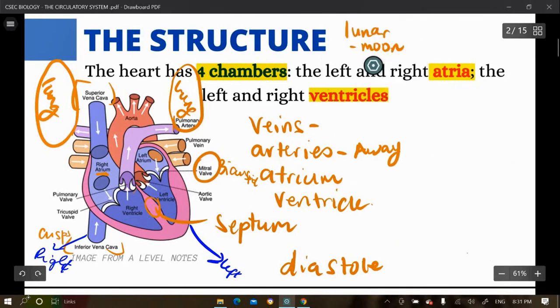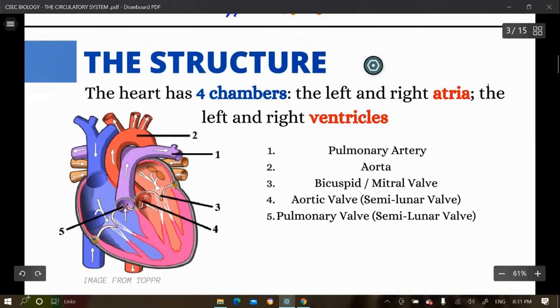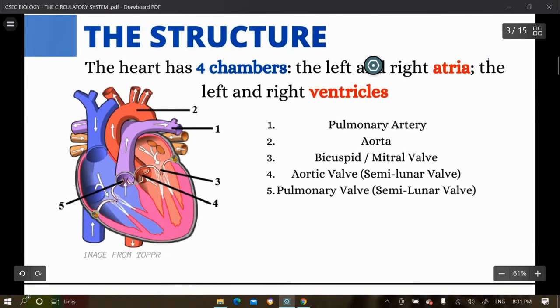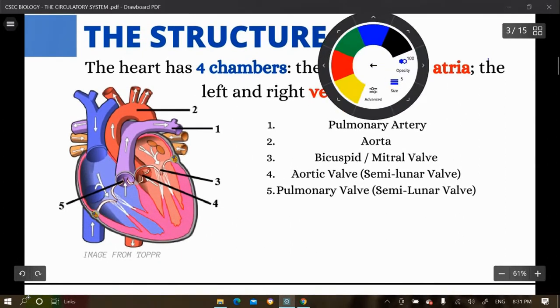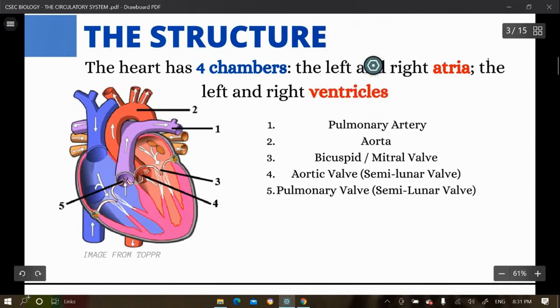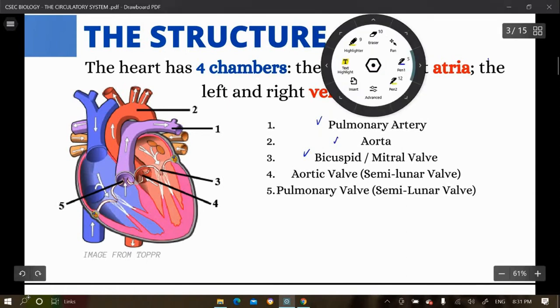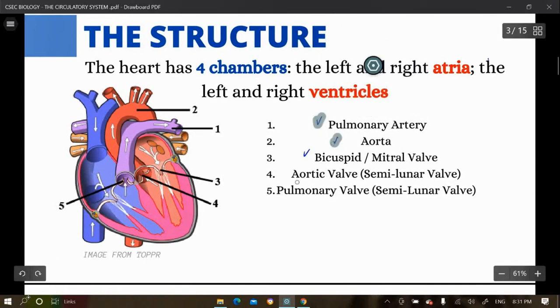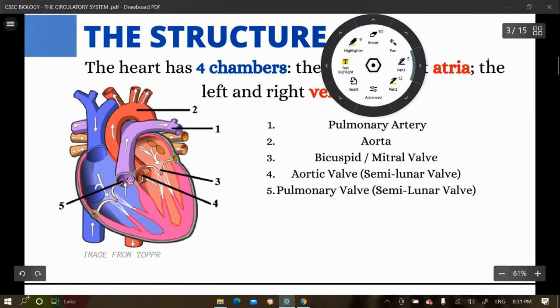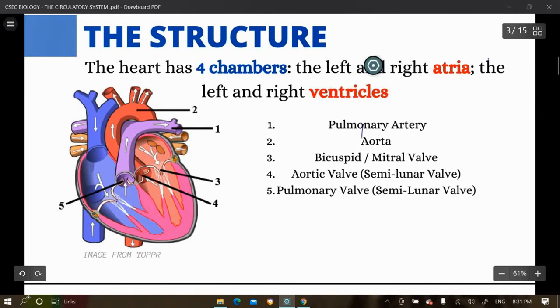So let's move on. Again, these are a bit problematic for some students, remembering the pulmonary artery, the aorta, the bicuspid and mitral valve versus the tricuspid valve, and the aortic valve, and the pulmonary valve. Now, as I said, let's walk through this a bit in steps. So the pulmonary artery, as I said, artery away and veins towards the heart.